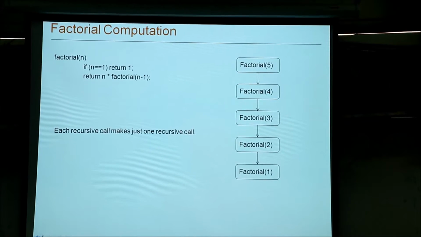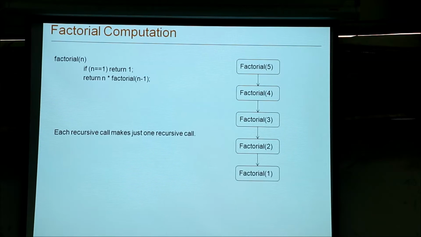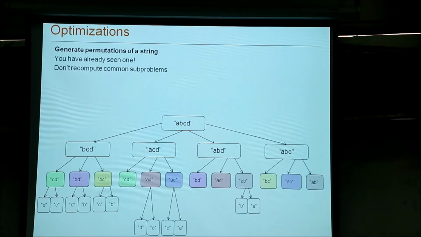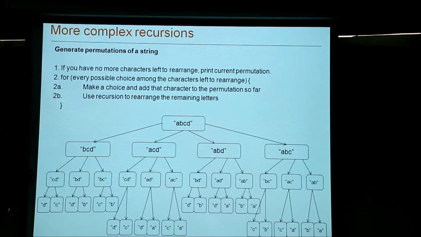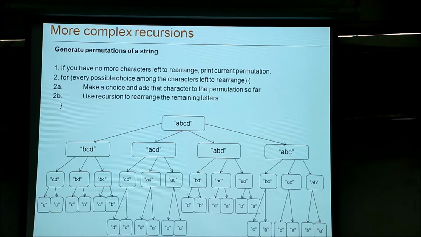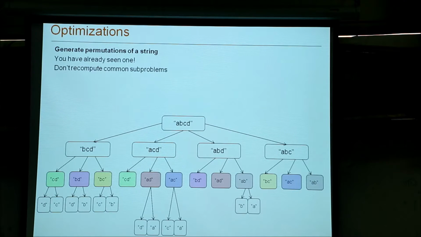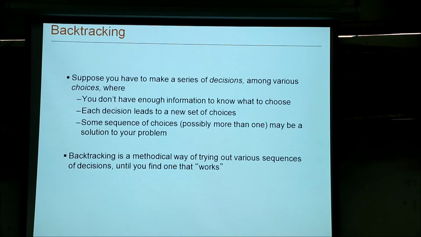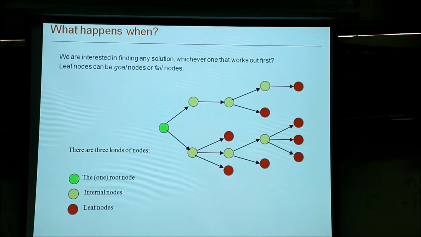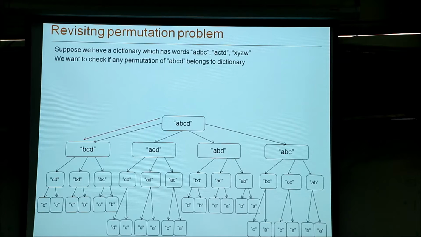So just to give a quick recap, we started with factorial, a simple recursion, and then we went to more complex recursions where each recursive call made multiple recursive calls. One possible solution was to not recompute the common subproblems, which is dynamic programming. The other paradigm was problems where you classify the leaf nodes as goal nodes or fail nodes, and the objective is to reach some goal node rather than exploring the entire tree, and there you use backtracking, right?